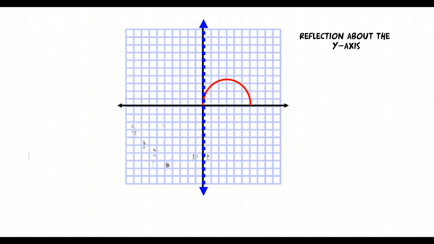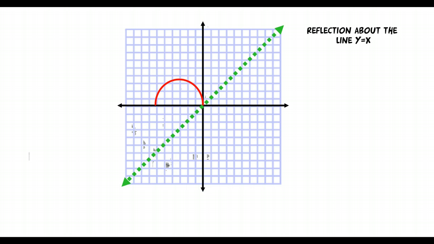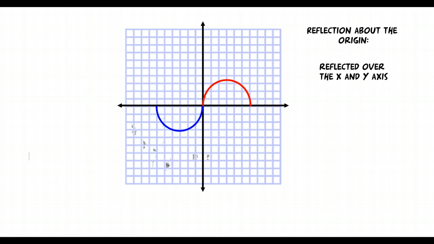Now a reflection about the y-axis flips across the y-axis like so, and every point x, y now becomes negative x, y. A reflection about the line y equals x looks like this. We'll talk about that a little bit, but most importantly we have the x and y-axis reflections, as well as the next one, the reflection about the origin. So this time we're reflecting it about a point.